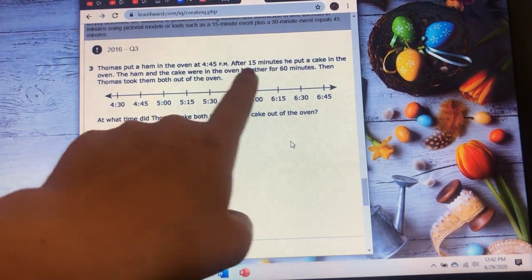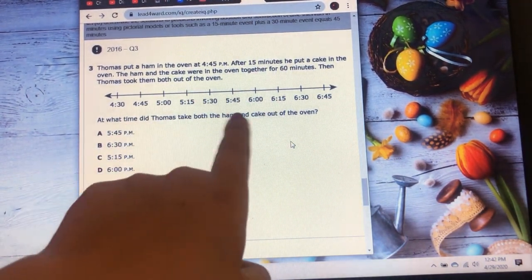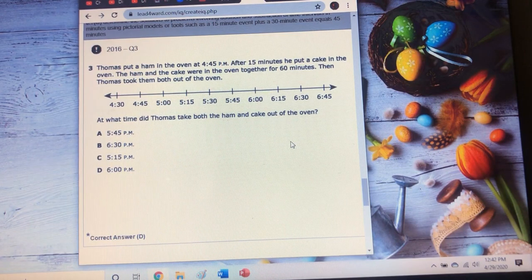What time, how long were they in there together? What time did you take them both out? Look for your key words in the STAAR questions. They're gonna try to trick you, but you're smarter than that. Look for the tricks.